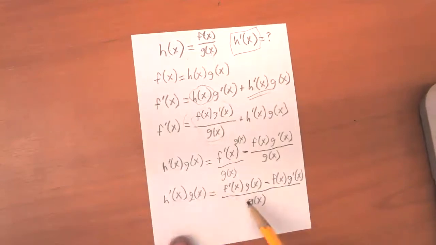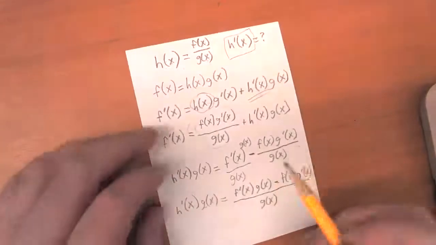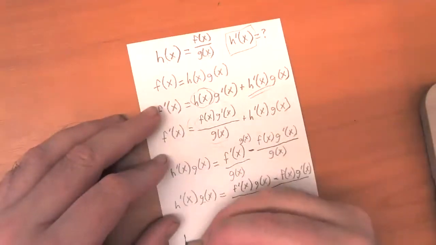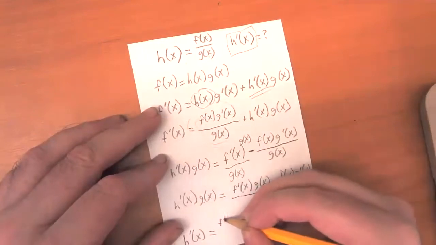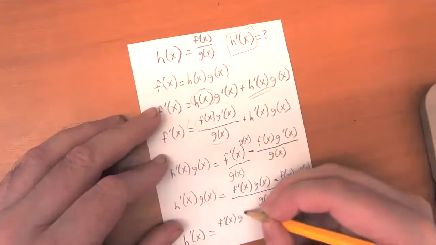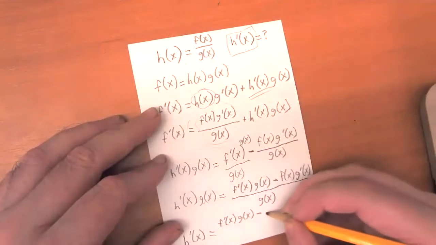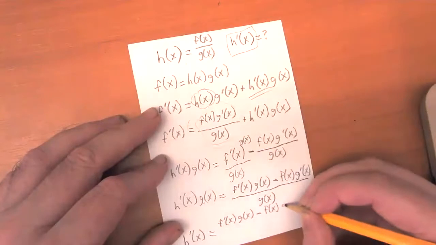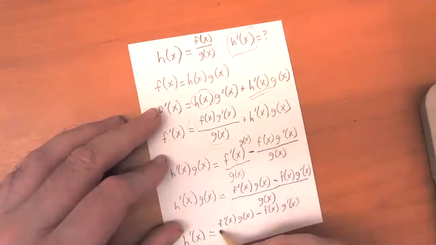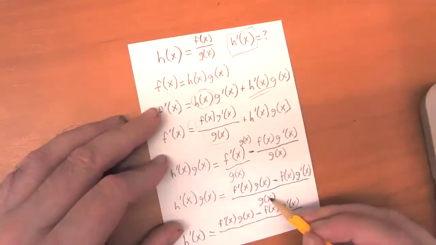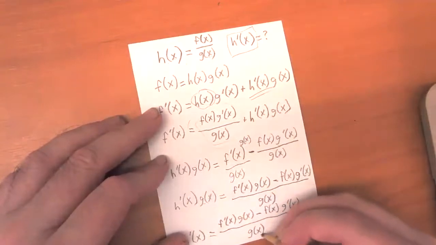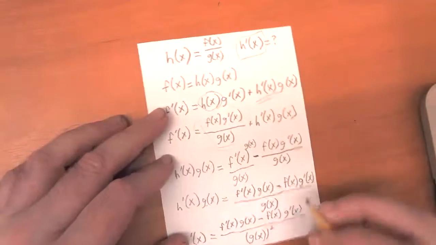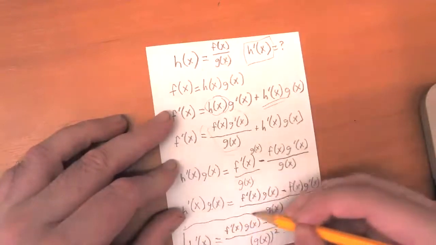So I want to finish up the problem by dividing both sides of the equation by g of x, and that gives me h prime of x is equal to f prime of x times g of x, minus f of x times g prime of x. I've got this g of x that was here before, and I'm dividing it by this g of x over here, so that gives me g of x quantity squared. And that is what the quotient rule says.